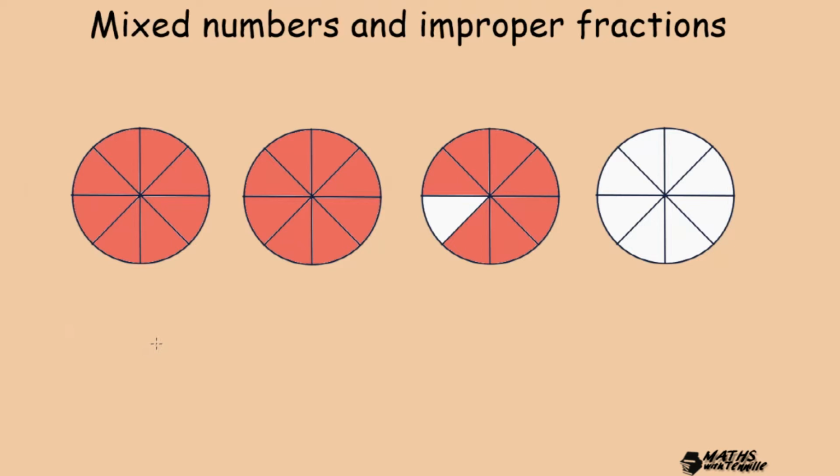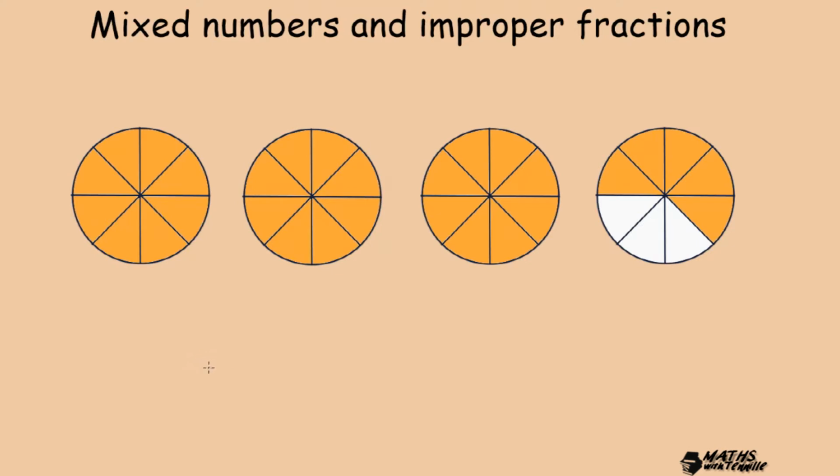Now let's look at these pizzas. The shaded pizzas represent how much pizza I have. I've got one whole pizza here. I've got another whole pizza here. So that gives me 2 whole pizzas. And I have 1, 2, 3, 4, 5, 6, 7, 8. Another example of a mixed number which has a whole number and a proper fraction. So 2 and 7/8.